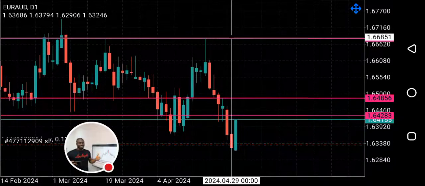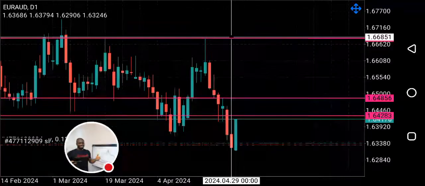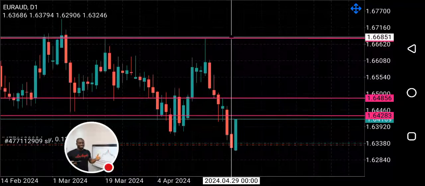If you're selling Euro Aussie at the current market price with what we are seeing, then you're not trading what you're seeing on the charts. Euro Aussie is currently bullish. Okay. Do you have any other question?